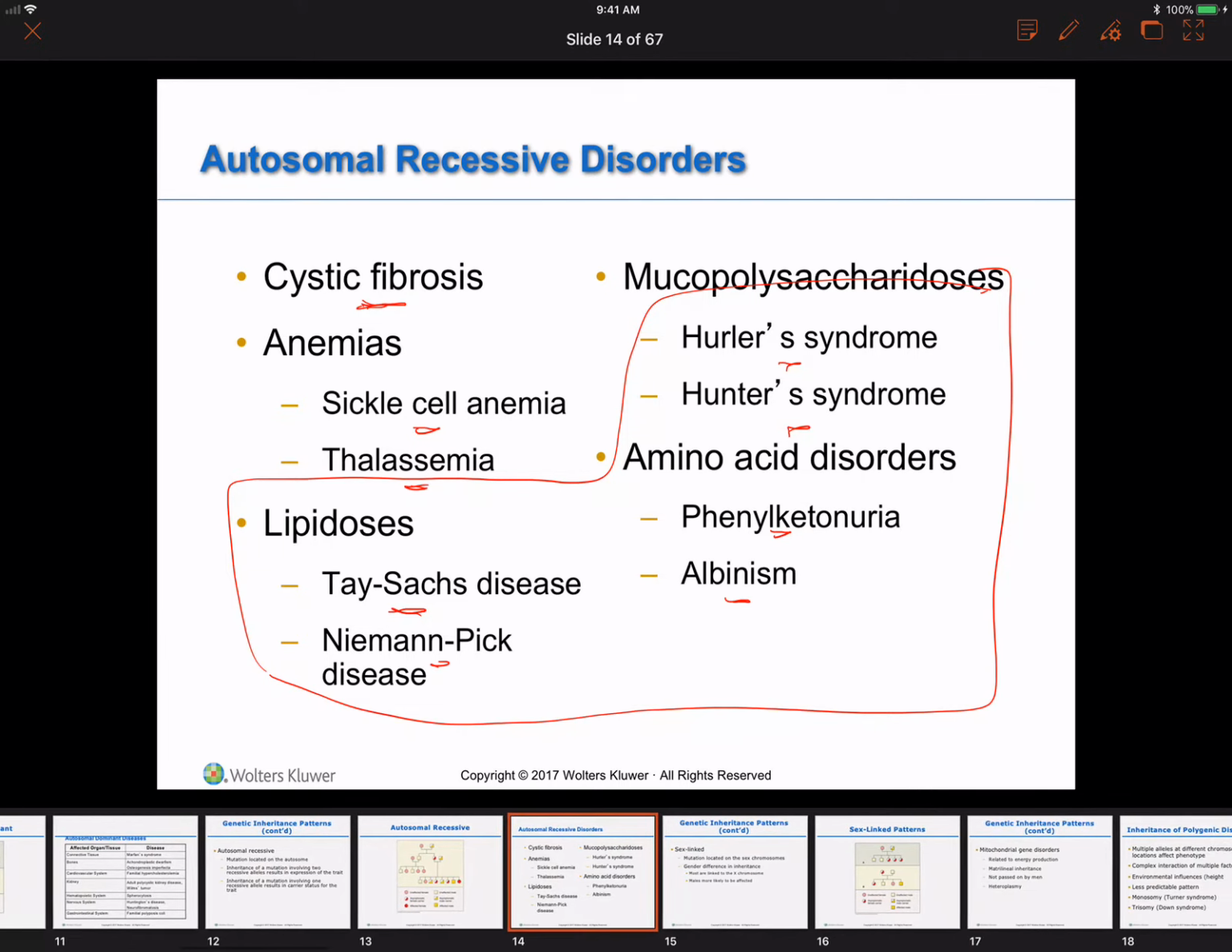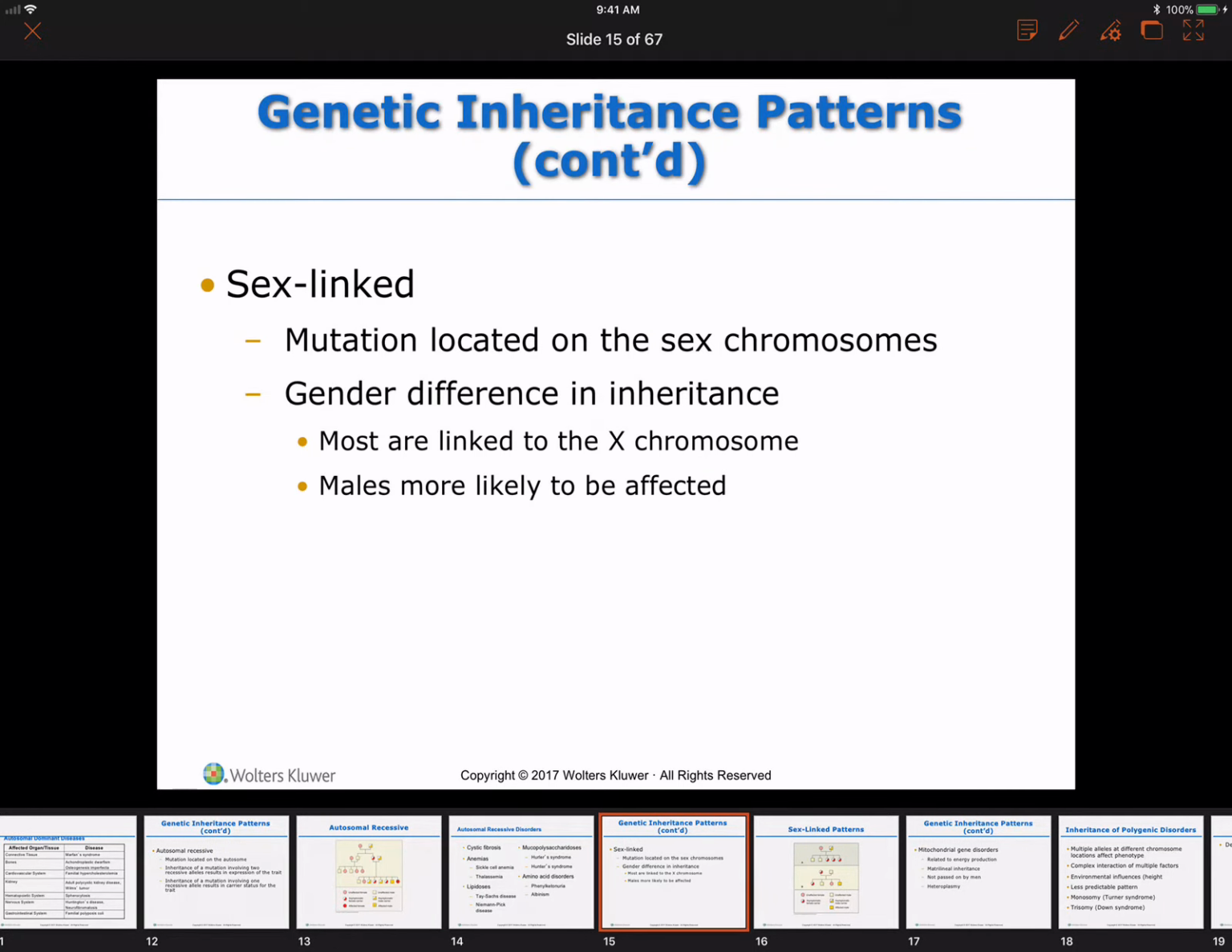All right. The other examples would include the sex-linked mutations here. They are passed on a sex chromosome, and most of these disorders are linked to the X chromosomes. All right, and you see that males are more likely to be affected. Why is that? Well, let's try to figure it out together.